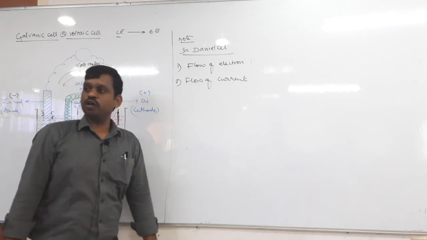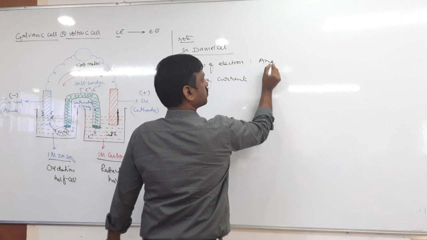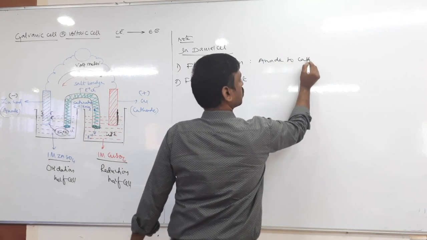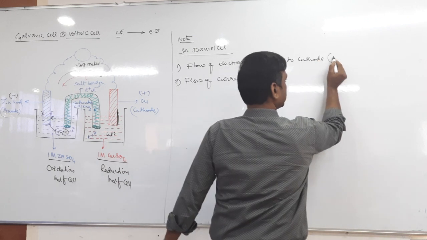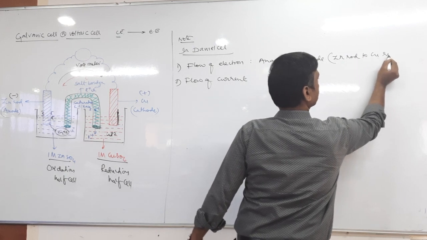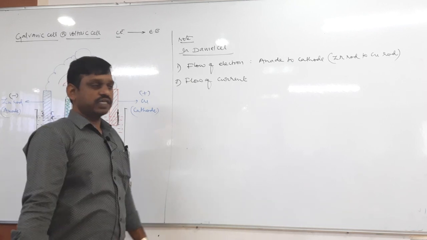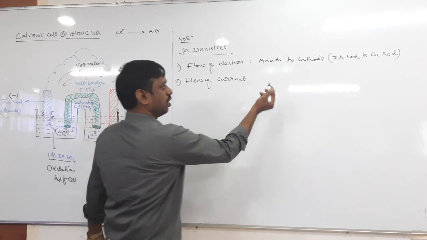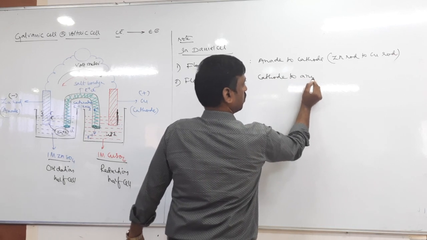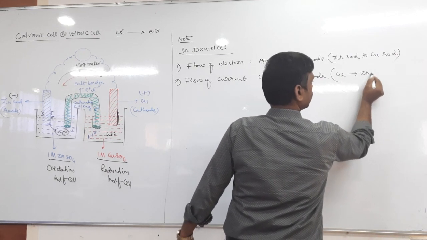Tell me, what is the flow of electron from anode to cathode? Write down. Anode to cathode, that is zinc rod to copper rod. Next, in Daniell cell, what is the flow of current? It is cathode to anode, copper to zinc rod.